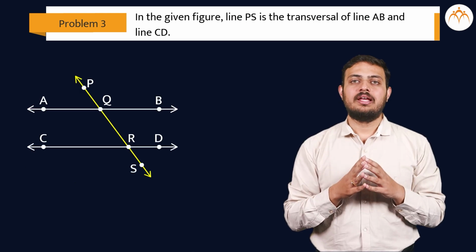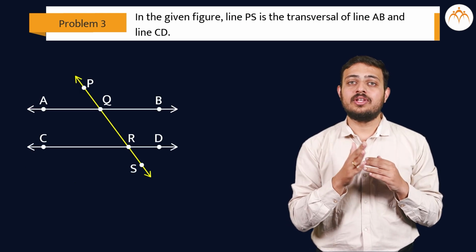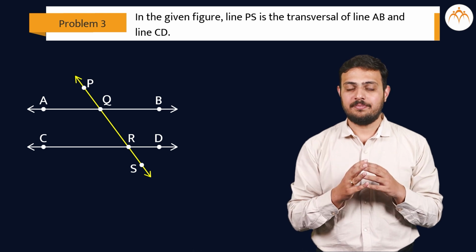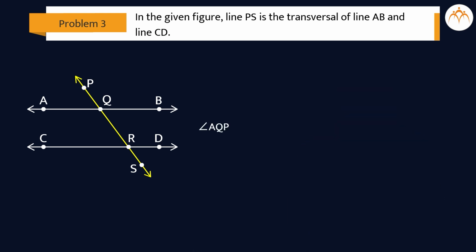In the given figure, line PS is the transversal of lines AB and CD. Measure angle AQP is equal to measure angle DRS is equal to 55 degrees. Prove that line AB is parallel to line CD. Solution: measure angle AQP is equal to 55 degrees. This is given. Measure angle BQR is equal to measure angle AQP, vertically opposite angles. Therefore, measure angle BQR is equal to 55 degrees.